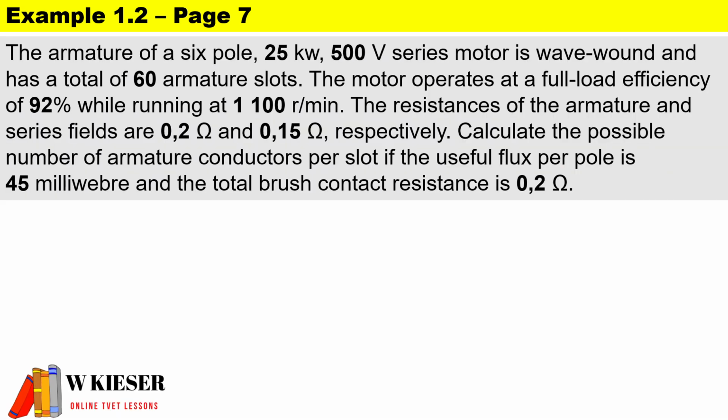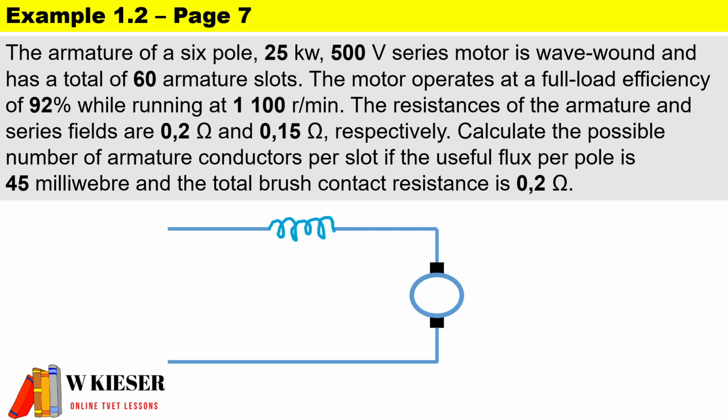Now in example 1.2, the armature of a 6-pole, 25 kilowatt, 500 volt series motor is wave wound and has a total of 60 armature slots. The motor operates at a full load efficiency of 92% while running at 1,100 revs per minute. The resistances of the armature and series fields are 0.2 ohms and 0.15 ohms respectively. Calculate the possible number of armature conductors per slot if the useful flux per pole is 45 milliweber and the total brush contact resistance is 0.2 ohms.